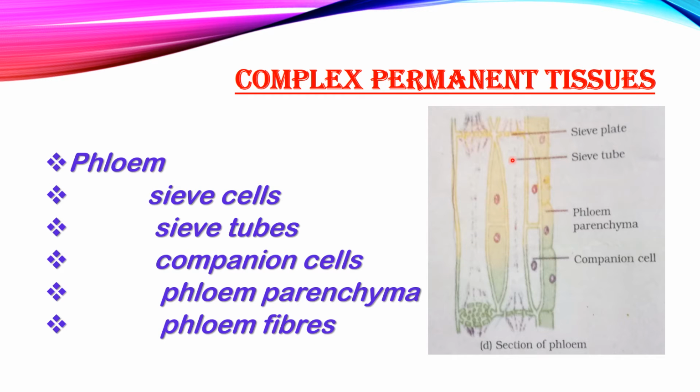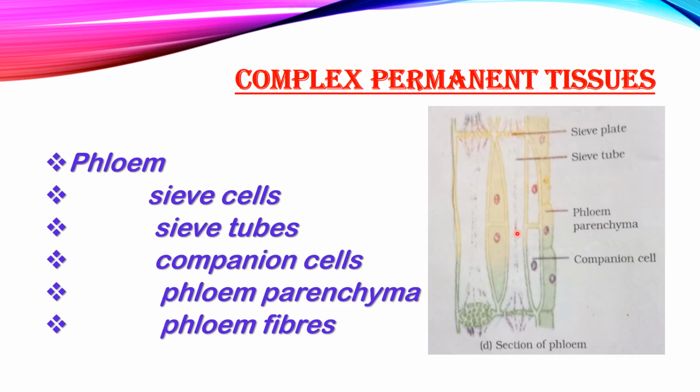Now sieve tubes. Look here. These are sieve tubes, and they have perforated end cell walls. The end walls are perforated, and what do we call the end walls? Sieve plates. Because they are perforated, these sieve tubes share cytoplasm with the other tube, and are responsible for the conduction of food and nutrients from one part of the plant to another. Adjacent to these sieve tubes are companion cells. Both are formed from the same meristematic tissue.